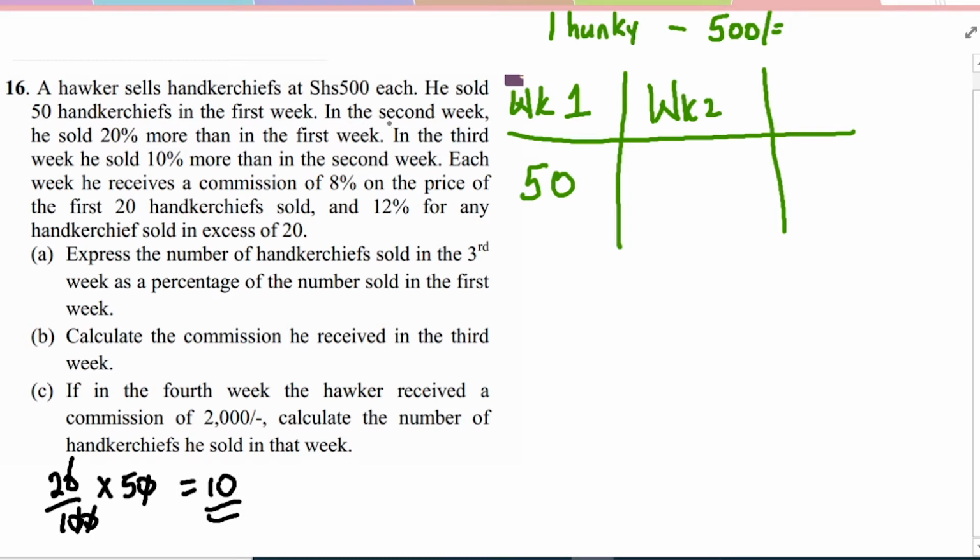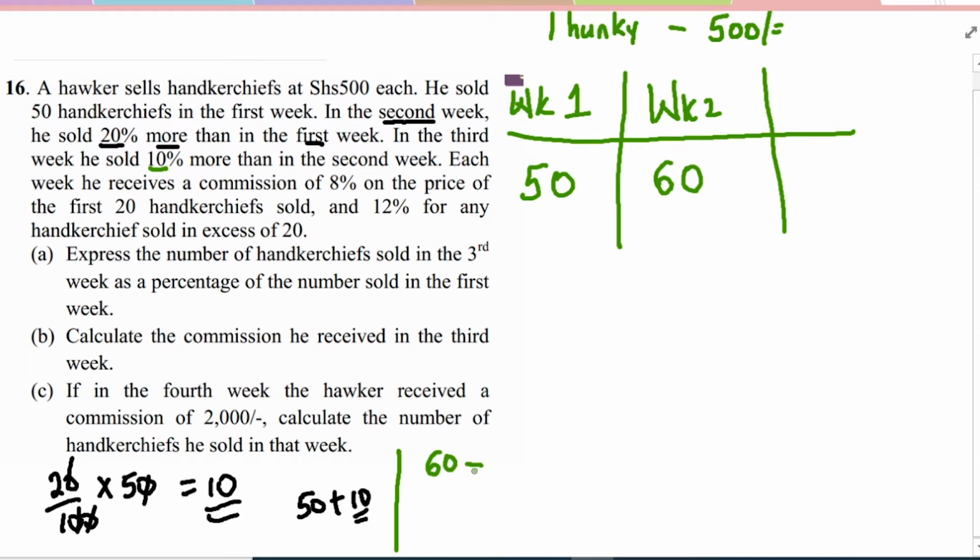Now, the question says that in the second week he sold 20% more than in the first week. In the first week he sold 50, and 20% of 50 is 10. So in the second week it is that 20% more. So it's going to be 50 plus the 20% more, which is the 10 handkerchiefs. So in the second week he sold 60 handkerchiefs. The question goes ahead to say that in the third week he sold 10% more than in the second week. Remember, in the second week he sold 60, right?